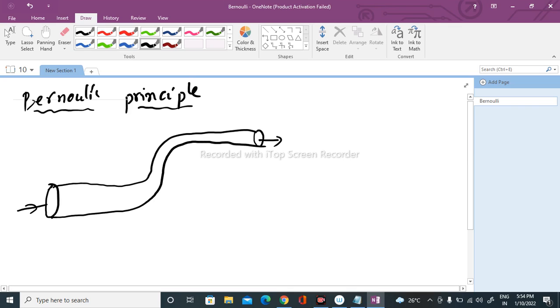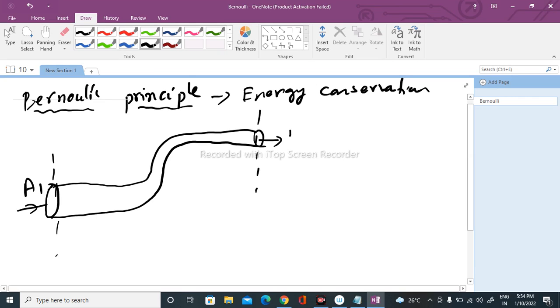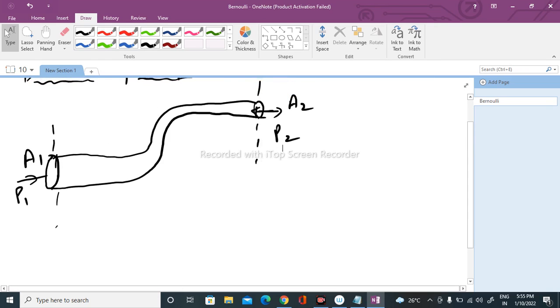Water can flow, or any liquid can flow. And Bernoulli's principle basically is a principle of energy conservation. It only states that the total energy here is equal to the total energy here. So let us say the area here is A1, here it is A2, the pressure is P1, and let us say it is P2. Okay, so we have to find this in a moving liquid.